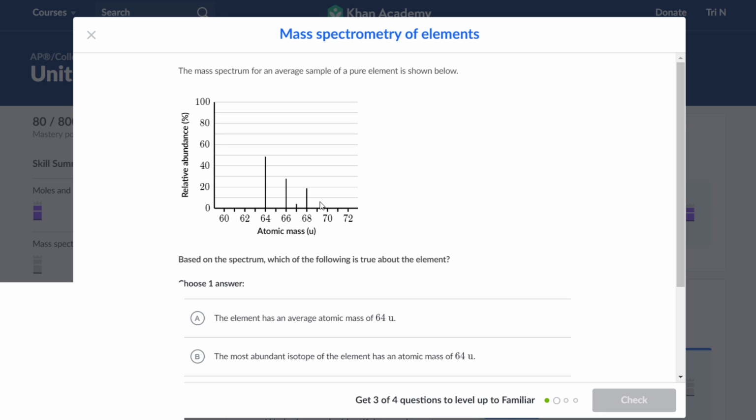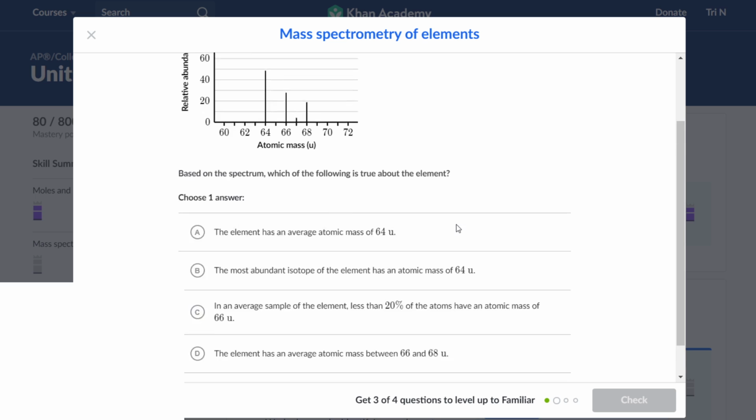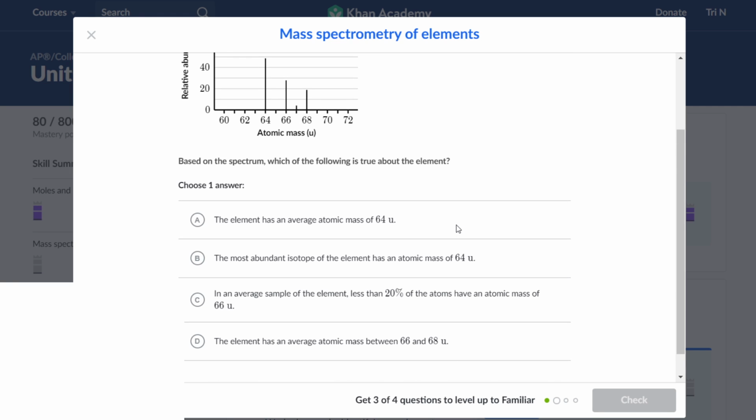That is a certain thing. It will be between 64 and 68, but it will lean towards 64 more because there's more 64. So let's see what the answer is. What would be the right answer for the mass spectrum above? Based on this spectrum, which of the following is true about the element?